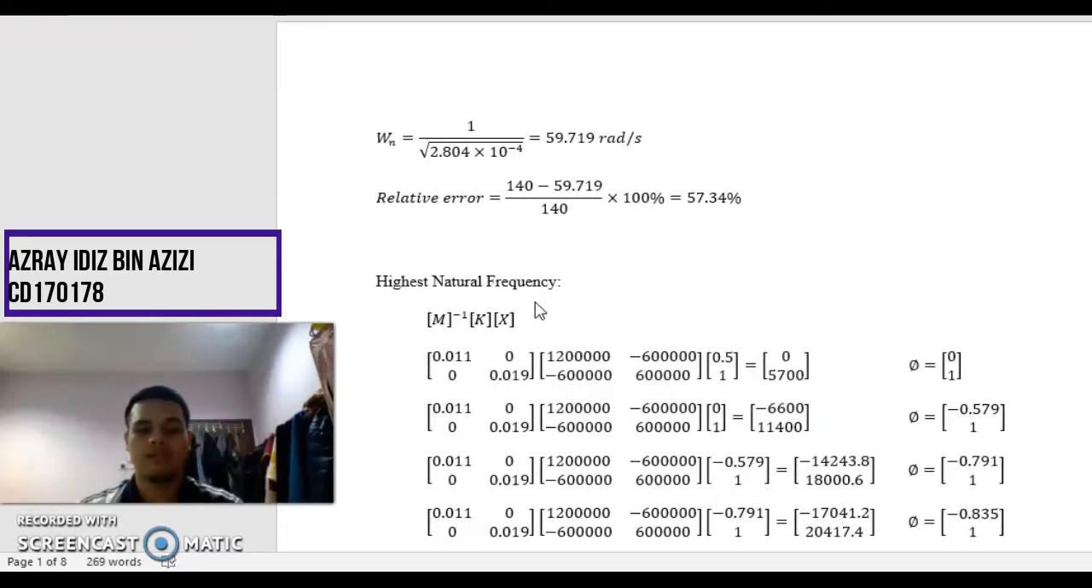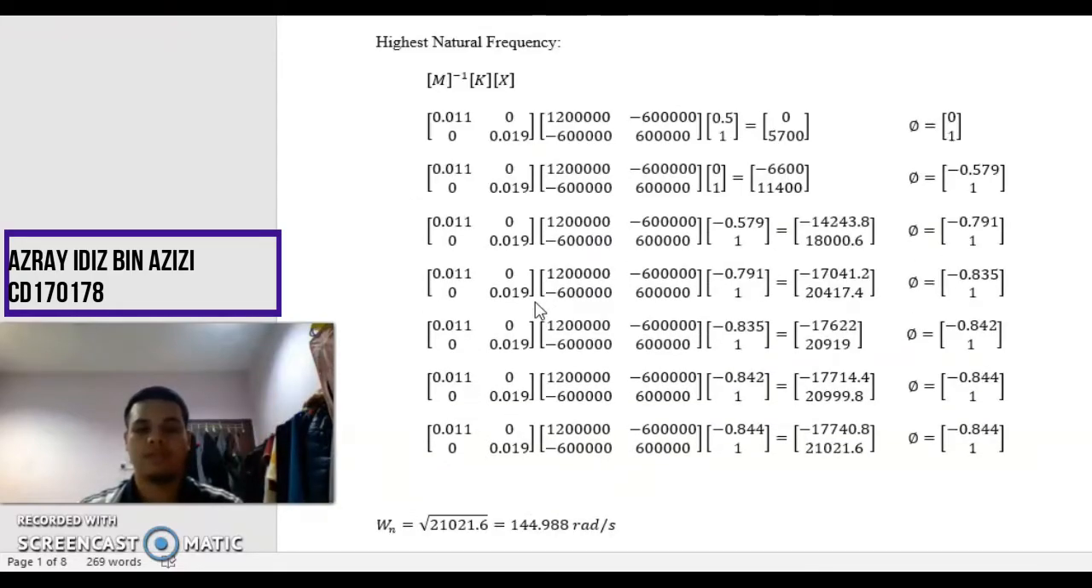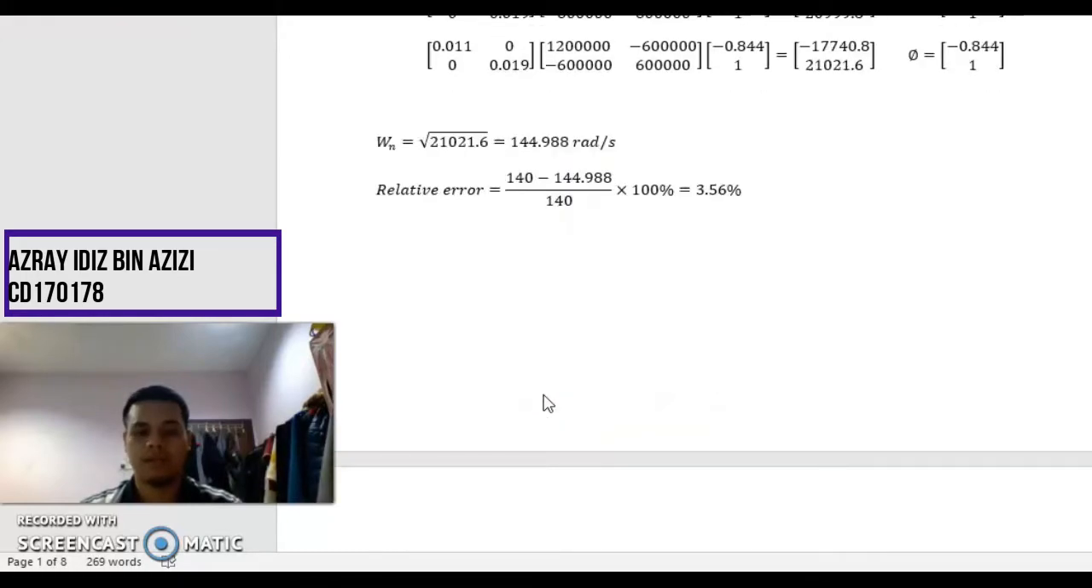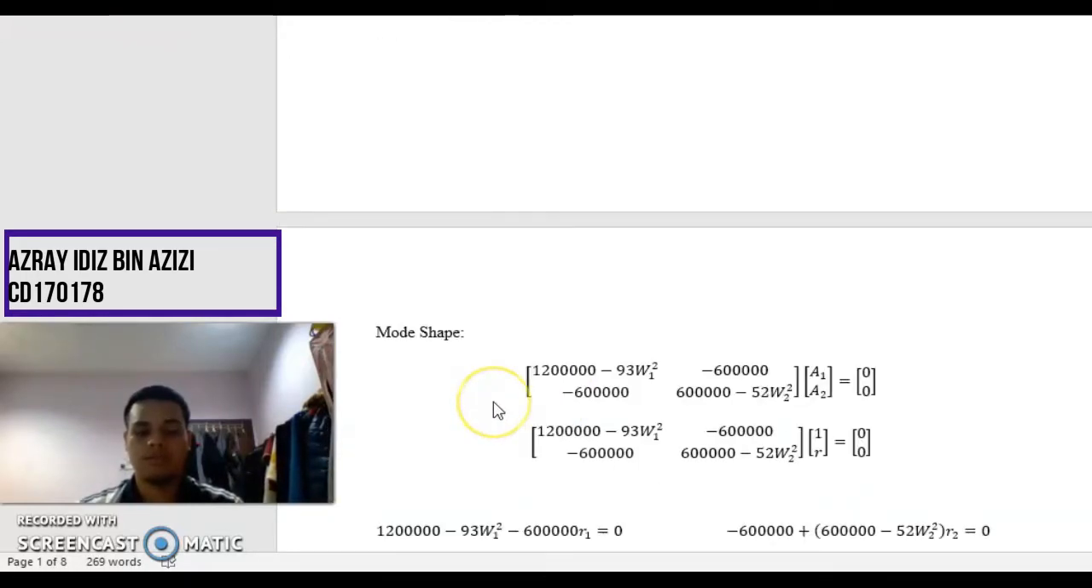For the highest natural frequency, I need to inverse the value of M first and multiply with K and X. It shows they have a 7 iteration calculation before it converges to the value of 0.844, and the natural frequency for the highest is 144.988 radian per second. And I go for the mode shape.